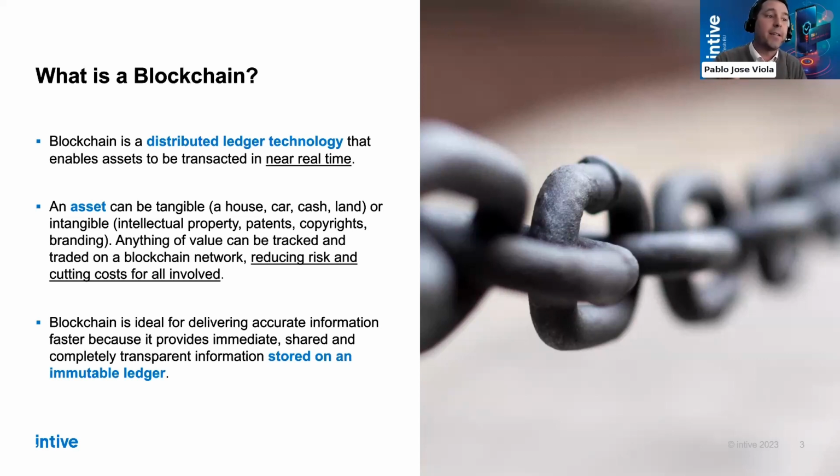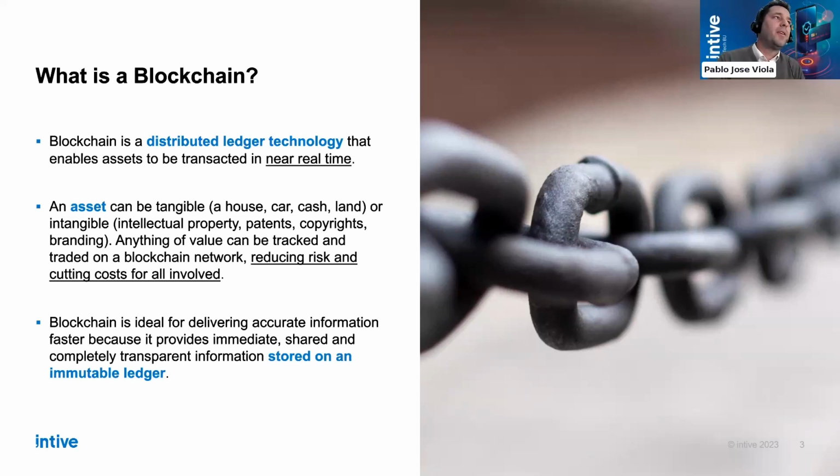And when we talk about assets, we talk about things we can touch with our hands, like a house, a car, a piece of land, some products. And also it includes things we cannot touch that are intangible, like copyrights or even music. But the important thing here is that anything of value can be tracked using blockchain. Also, blockchain helps us to prevent data corruption because the records of all the transactions are encrypted and immutable.